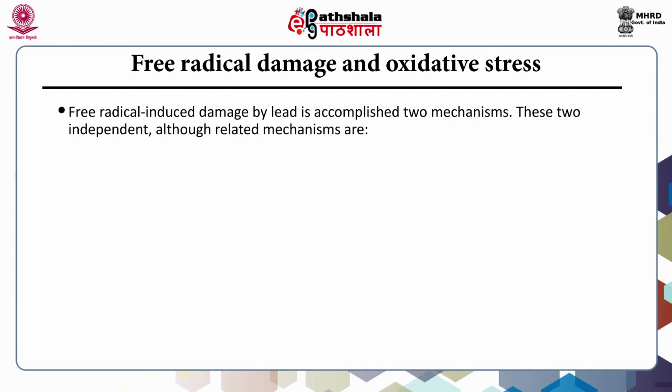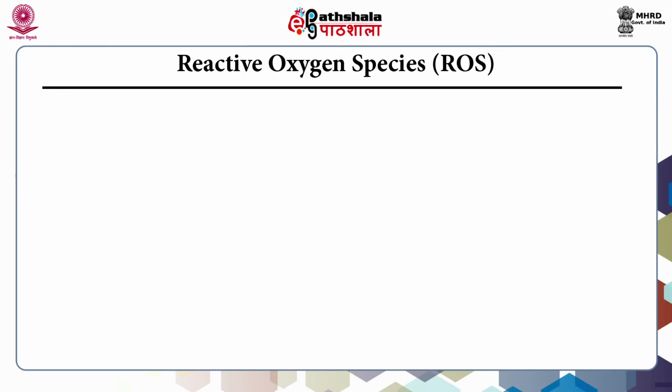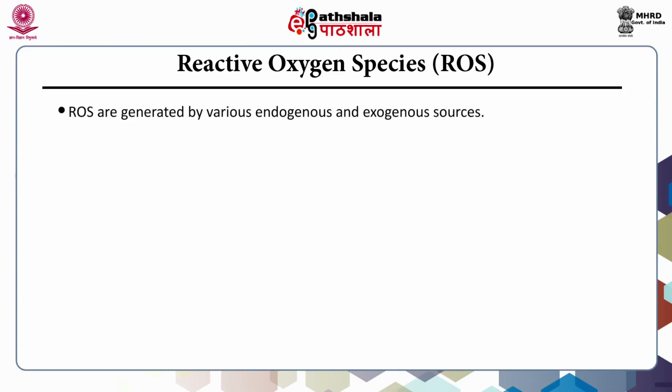Free radical induced damage by lead is accomplished by two mechanisms. These two independent although related mechanisms are direct formation of ROS, including singlet oxygen, hydrogen peroxides and hydroperoxides, and simultaneous depletion of the cellular antioxidant reserves. Reactive oxygen species, ROS, are generated by various endogenous and exogenous sources.